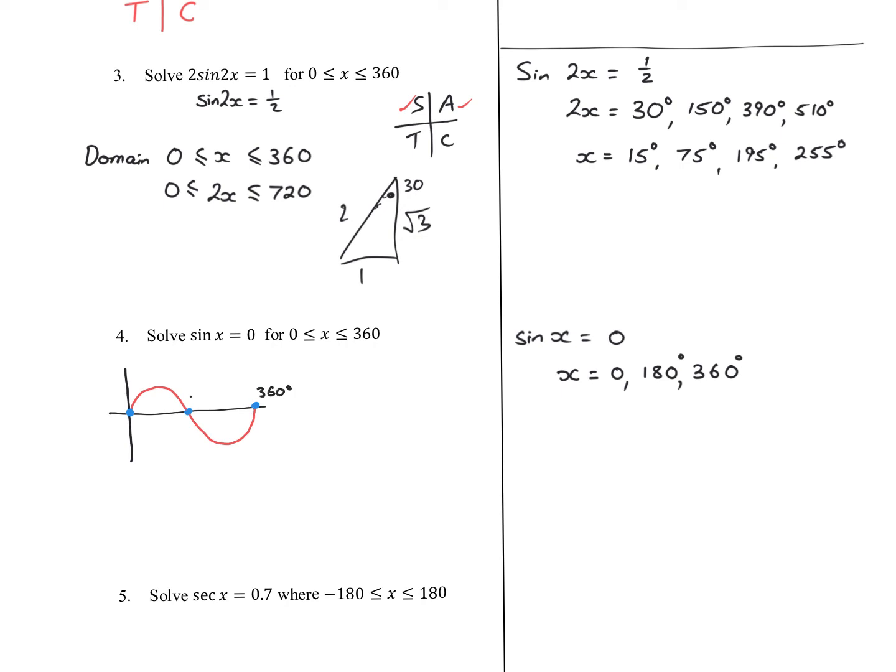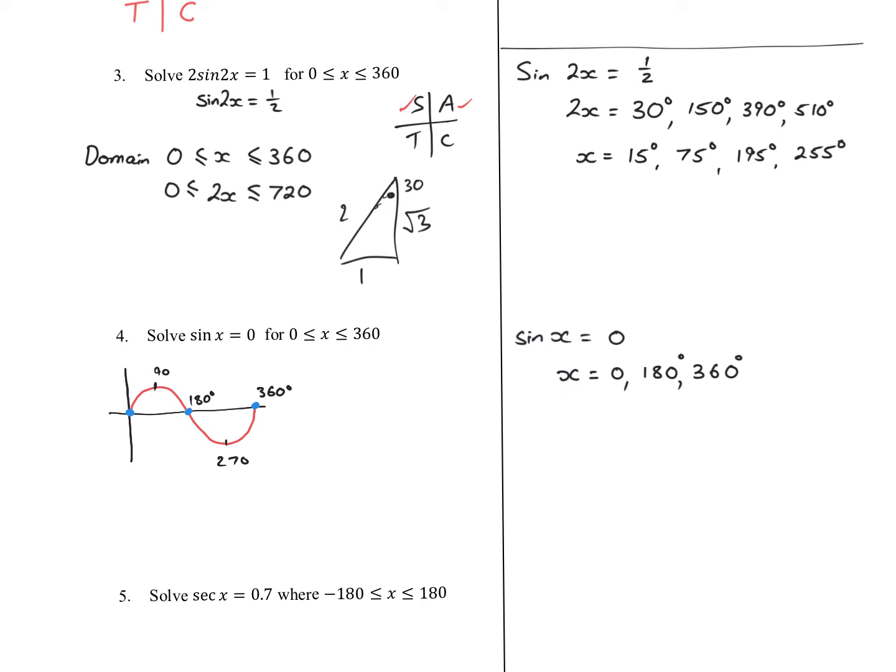Remember that a normal sine graph does a complete cycle in 360 degrees. So that means that halfway is 180 degrees. Your top up here would be 90 and your bottom would be 270. Okay, that's our answer. That's when sine x is equal to 0.